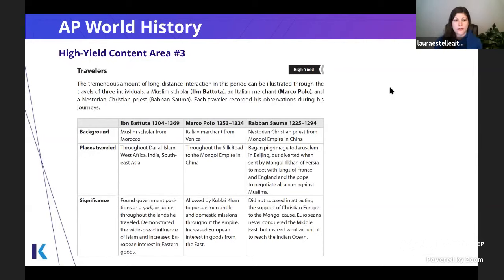So in particular, for this content area, however you want to study it, keep in mind that there are 3 pieces of information you want to know about important travelers, also sometimes called explorers: where they came from, how they were financed, where they went, and then the significance. So the takeaway from all of these different travelers is what happened because they dared to venture out. So those are the key components of travelers.